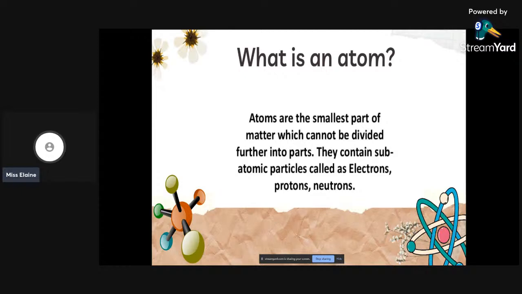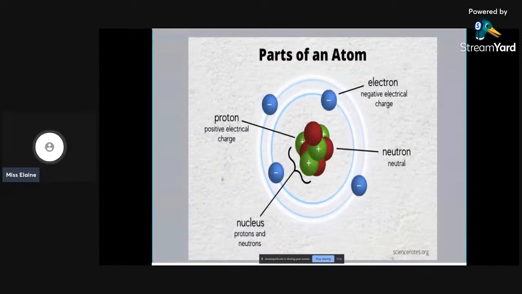Okay, before we give the definition or discuss what atomic mass is, let us first define what an atom is. Atoms are the smallest part of matter which cannot be divided further into parts. They contain subatomic particles called electrons, protons, and neutrons. So these are the parts of an atom. As you can see, inside the nucleus we have protons and neutrons.